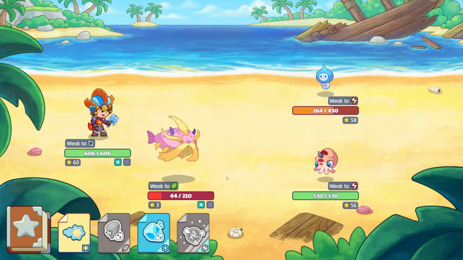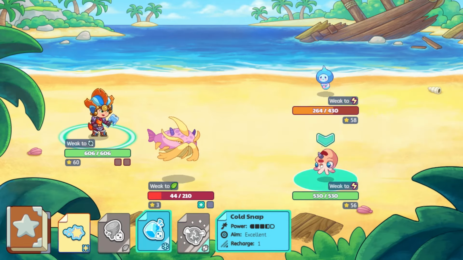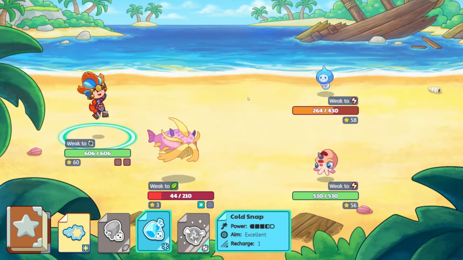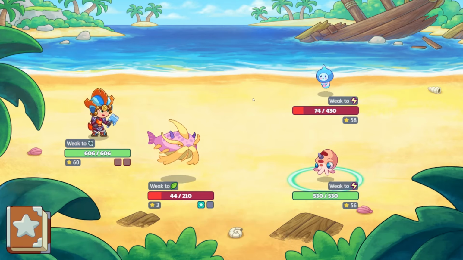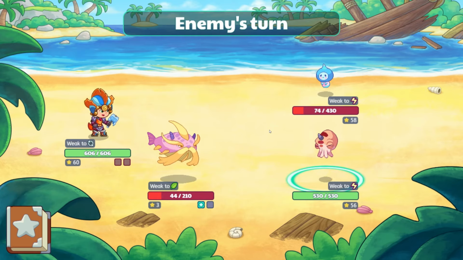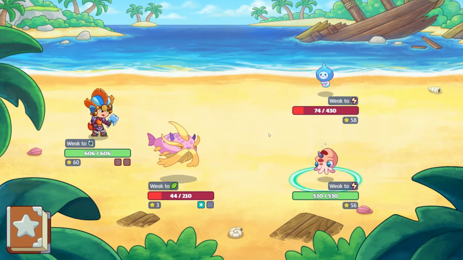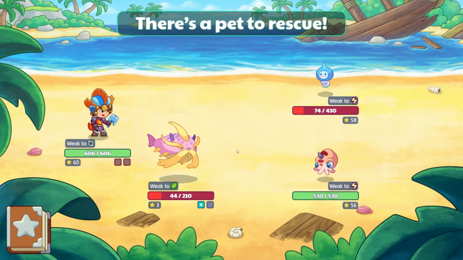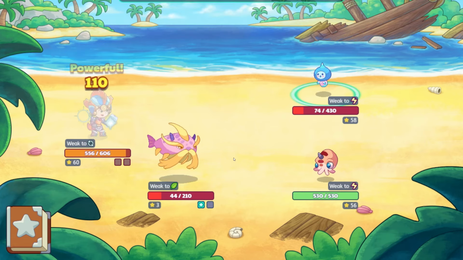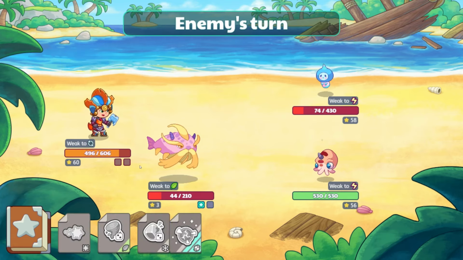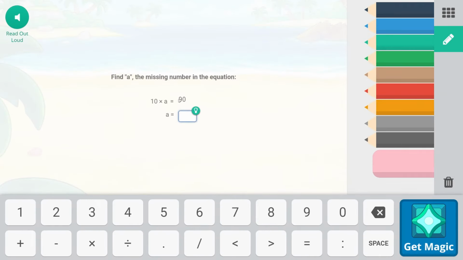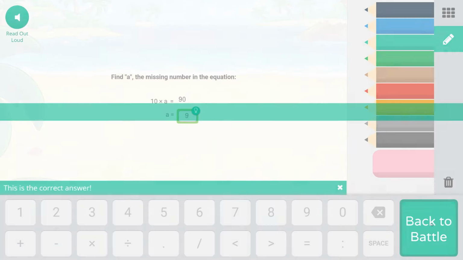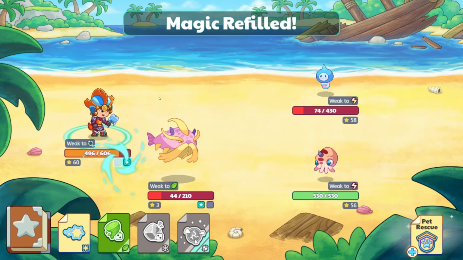Miss. Let's see where that lands. No, it's not going to be enough. It's not enough. Need a miss here. Fumble. Okay, good. And then our Cloud Gobbler rested. I guess there's a one-time delay there. If I make it to the next round, 10 times A equals 90. A is going to be 9. 10 times 9 is 90. So A is the missing number in the equation.